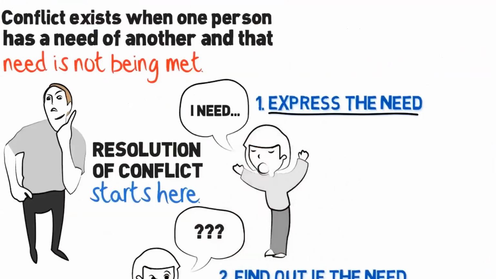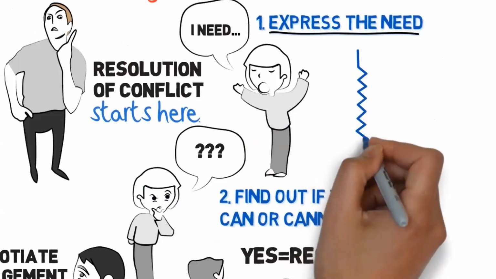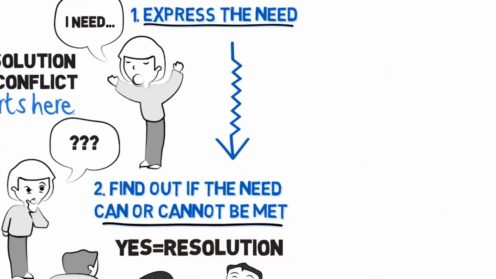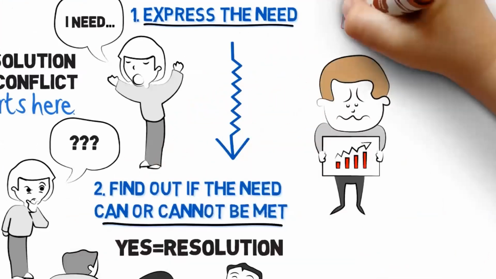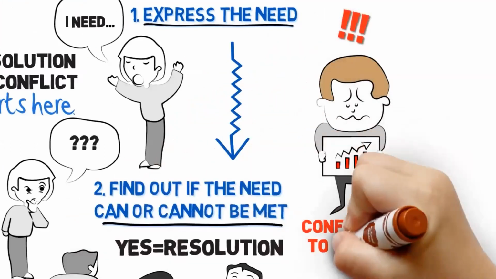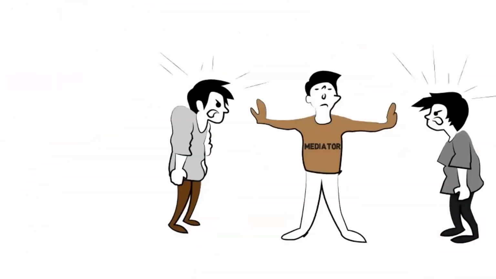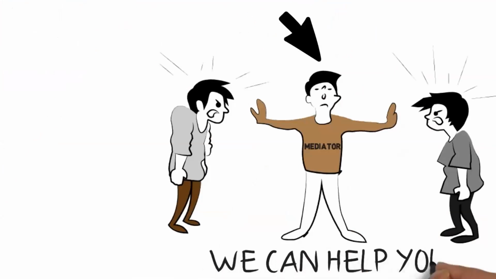So the resolution of conflict starts with expressing your unmet need and then finding out if your unmet need can or cannot be met. If your conflict has escalated to the stage where it's too tough or sensitive or difficult to handle, then you really need to think seriously about involving a neutral third party to help you mediate the dispute, and we can help you out with that.